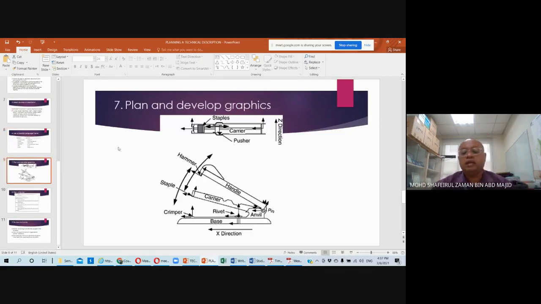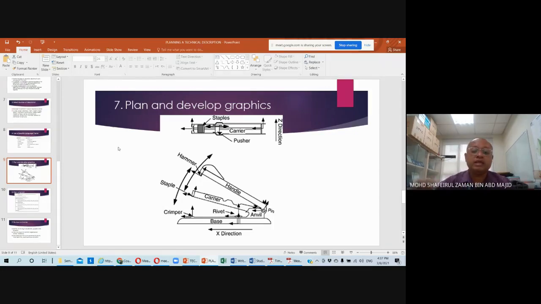Okay, plan and develop graphics. You need to find these and use them in your infographic and also in your presentation. Assessment 1A is the infographic. Assessment 1B is going to be the presentation.